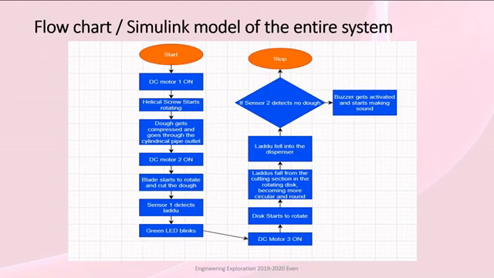Then DC motor 3 gets on, and the disc starts to rotate. The laddu falls from the cutting section onto the rotating disc, which results in the formation of smoother, circular, and rounder laddus. Laddus then fall into a dispenser. If sensor 2 detects no dough in the hopper, the buzzer gets activated and starts making sound, which indicates the process has been completed.